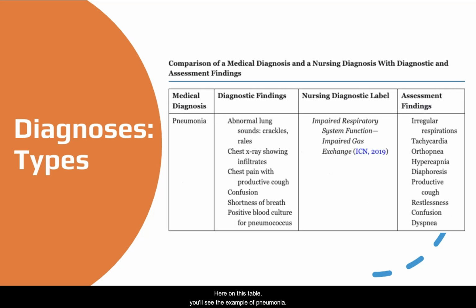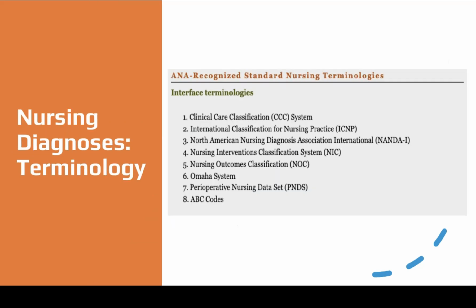Here on this table, you'll see the example of pneumonia. Please go ahead and review this. It will help you understand diagnoses a little bit better. The terminology that we use for nursing diagnoses should be standardized. Having a standardized nursing diagnosis allows nurses to specifically identify and discuss patient problems, no matter what settings they work in. It also contributes to effective healthcare team communication, right?